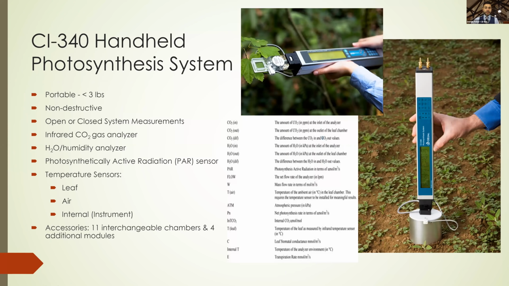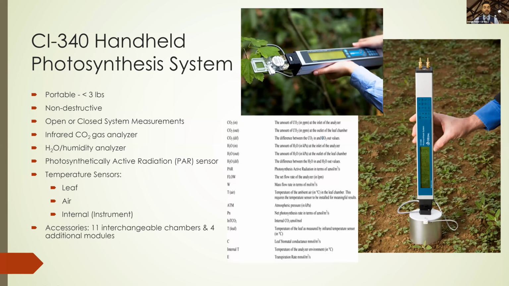Now, the CI-340 does take non-destructive, open or closed system measurements, and it utilizes a variety of sensors, including an infrared gas analyzer, or IRGA, for carbon dioxide, a humidity analyzer, PAR sensor data, and multiple temperature sensors, including sensors to measure the leaf temperature, air temperature, and the internal temperature.